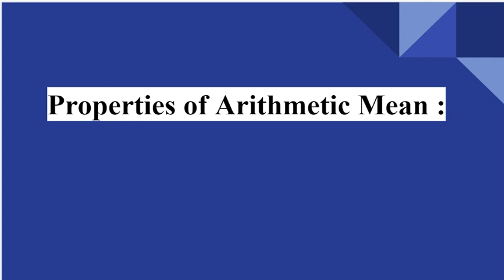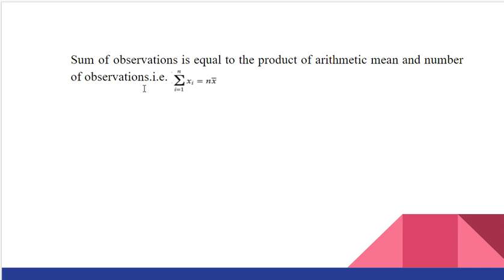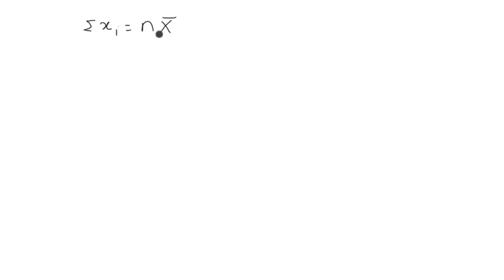So let's have the first property, that is, the sum of observations is equal to the product of arithmetic mean and the number of observations. I have written here symbolically, that is, summation xi is equal to n x bar. Let's try to prove this. By definition, what is the formula for arithmetic mean? That is the sum of observations divided by the total number of observations. If I multiply on both sides by n, then summation of xi will be nothing but n x bar.